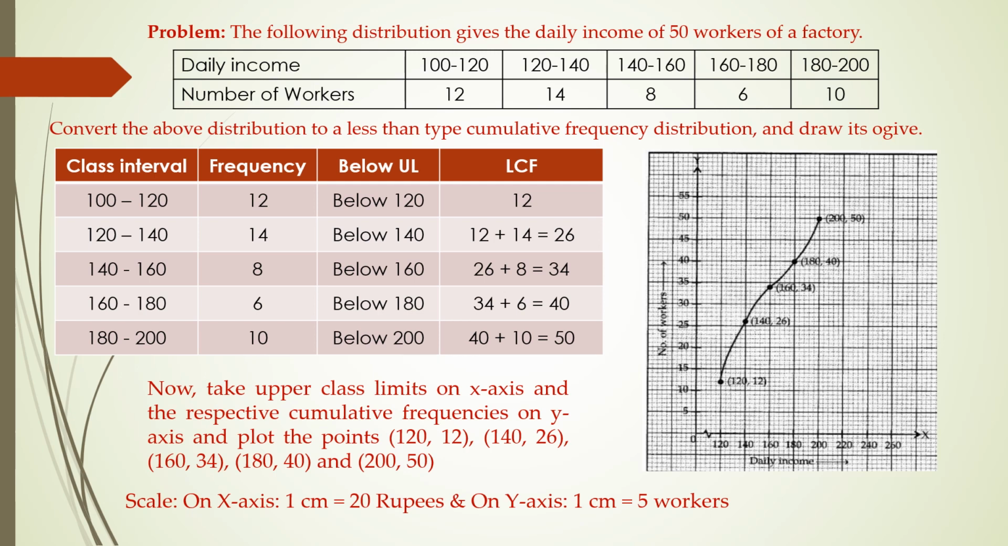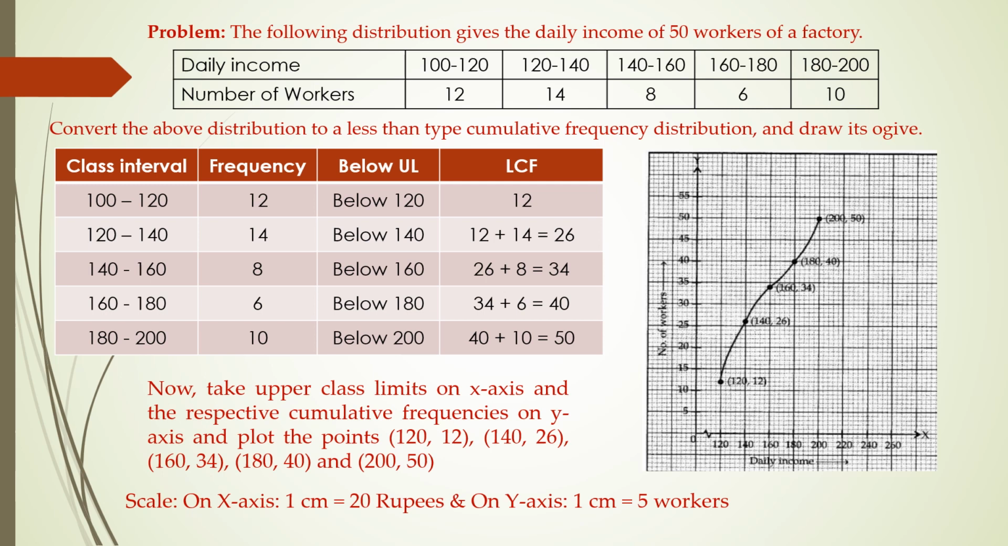After plotting these points, join them with freehand and we get a smooth curve. This curve is called an OGIVE, in particular, a less than OGIVE. If you observe this, it is a rising curve. It never falls. A less than OGIVE is always a rising curve. In this way, we can construct a less than OGIVE for the given data.